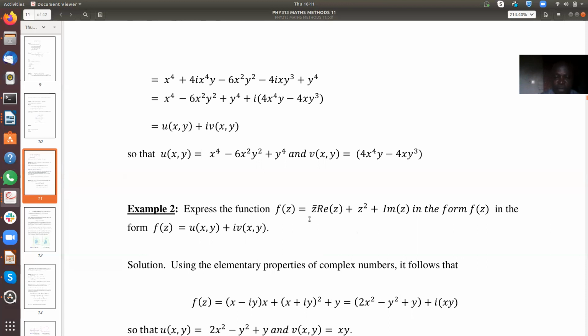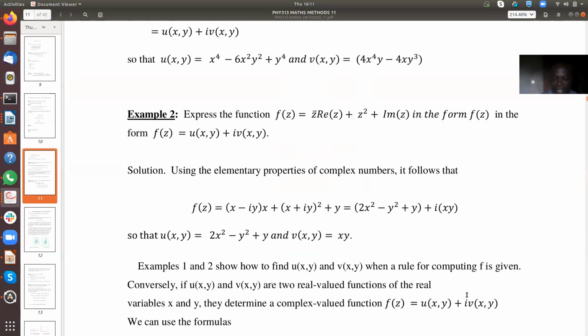Now, the conjugate of z, I discussed this three weeks ago, is more or less changing the operational sign between x and y. Initially it is plus, but by the time you have the bar, it will be negative. That is why you see this replaced with x minus iy. Then the real of z is x, then plus z itself, which is this squared, then the imaginary of z is y. So expanding it, you have something like this.